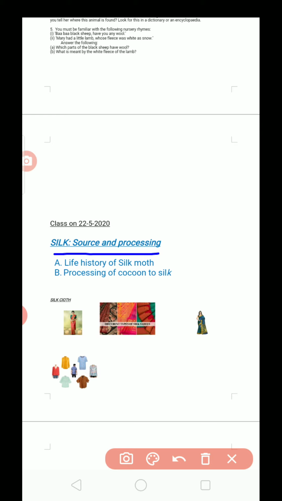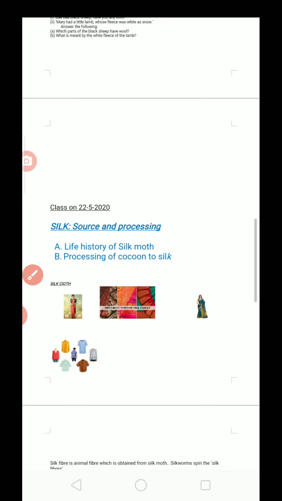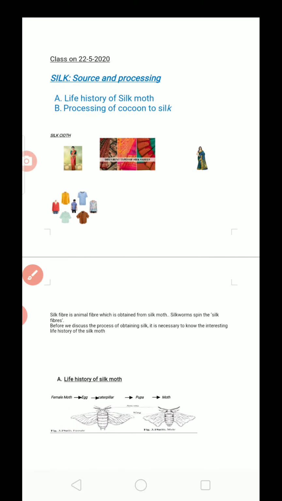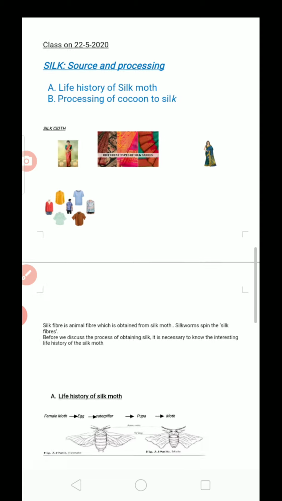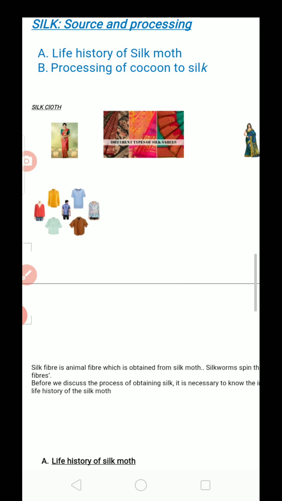So we can learn this in two different steps. One is the life history of the silk moth and the processing of cocoon to silk. So first let's see the first one, the life history of the silk moth. In daily life we can see silk clothes in different ways, like a saree, like dresses. Even for gents also we can see the clothes we use. These are the different applications of silk.